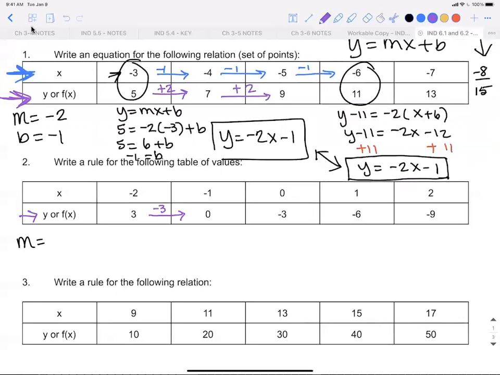Yeah, it's a -3 move. And if you want to just test your pattern, 0 to -3, -3 again. So my top, my change in Y is -3 over my change in X.